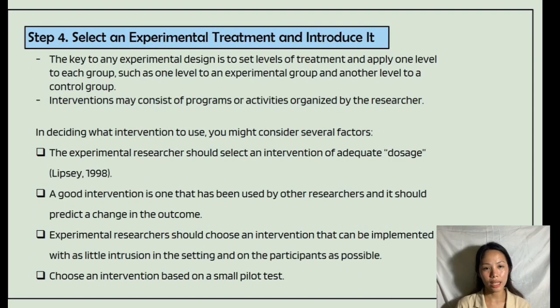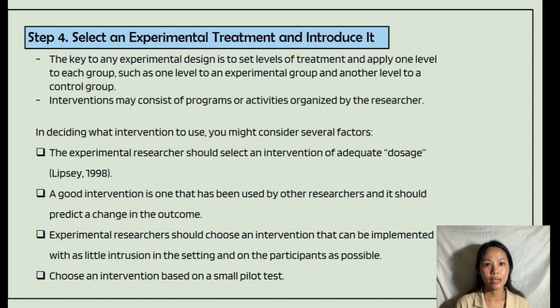Step 4 is to select an experimental treatment and introduce it. The key to any experimental design is to set levels of treatment and apply one level to each group, such as one level to an experimental group and one level to the control group. In deciding what interventions to use, you might consider several factors.